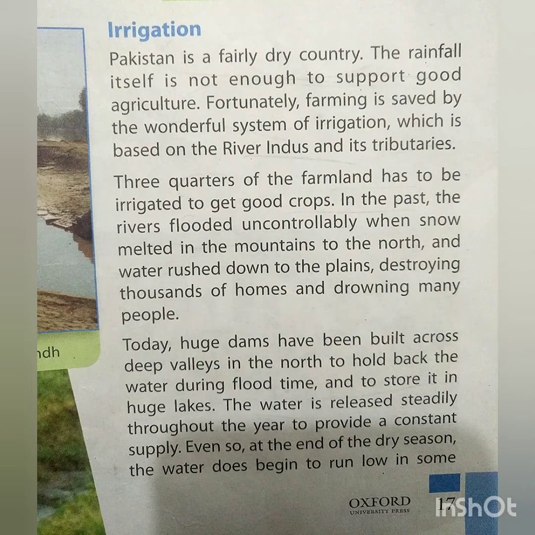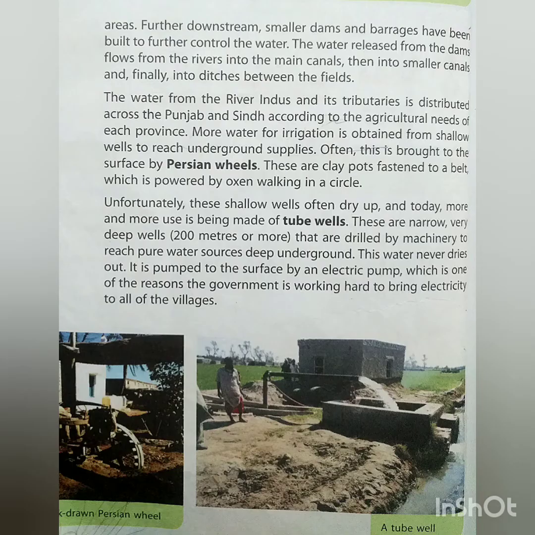But today, to save the water and to stop it from causing floods, huge dams have been built across the deep valleys in the north. This water can later be used to irrigate the crops. When it is needed, the water is released from the dams into the rivers and into the main canals, then smaller canals, and finally into the ditches where the fields are. Now, the water from the Indus River is distributed in Punjab and Sindh according to agricultural needs.